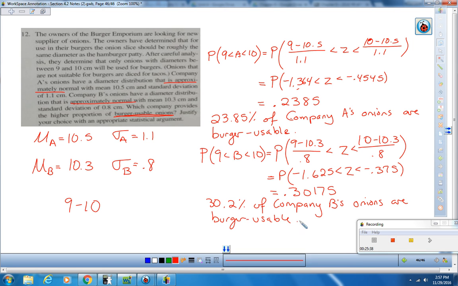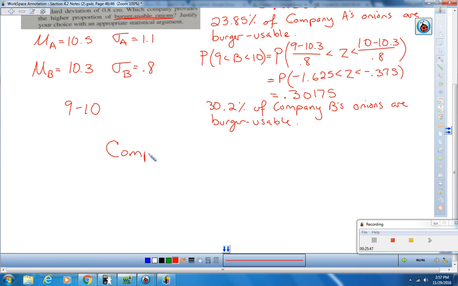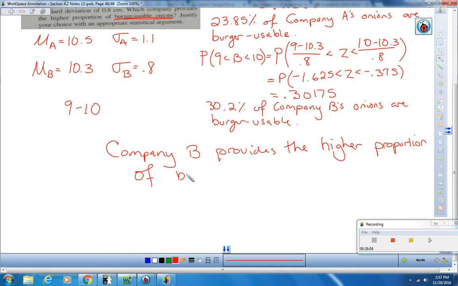Okay, so it told us which company provides a higher proportion. Company B. Answer the question. Make sure they answer the question. A higher proportion of burger usable onions. Kind of a really weird question, but hey, 30% is higher than 23%. That's why we would say they have a higher proportion.